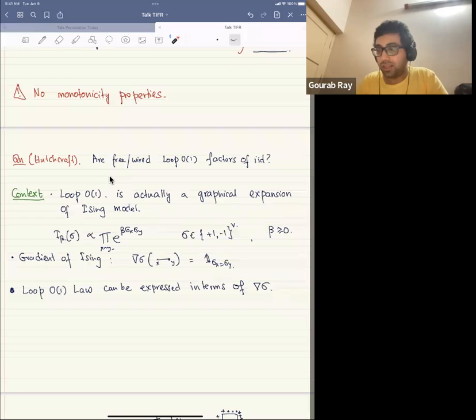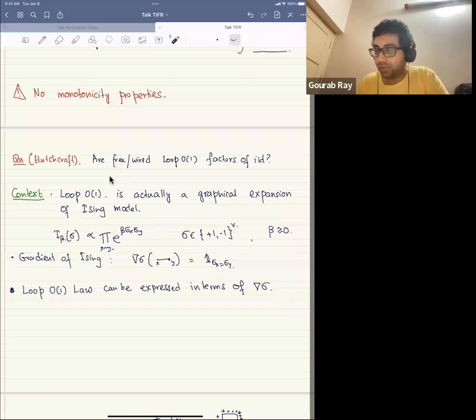Of interest for us will be something called the gradient of Ising. It's a bond percolation model again, which you can get from Ising. How? Well, you first take an Ising model, and then for every edge you open it or put a 1 if the endpoints have the same spin, or 0 otherwise. So that's the gradient of Ising.